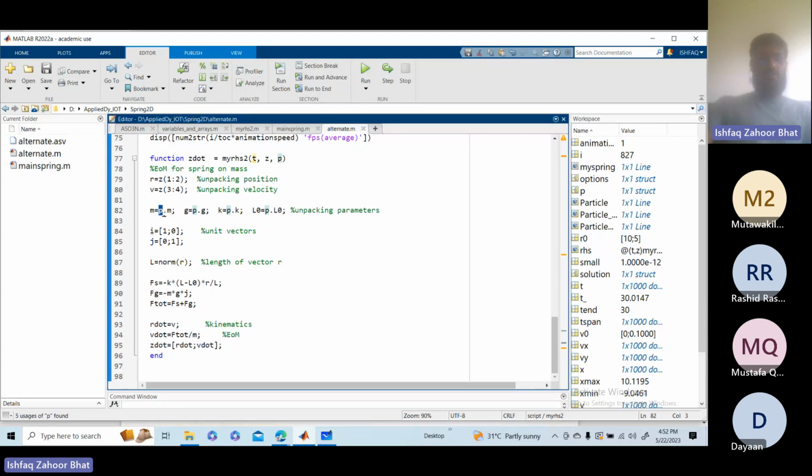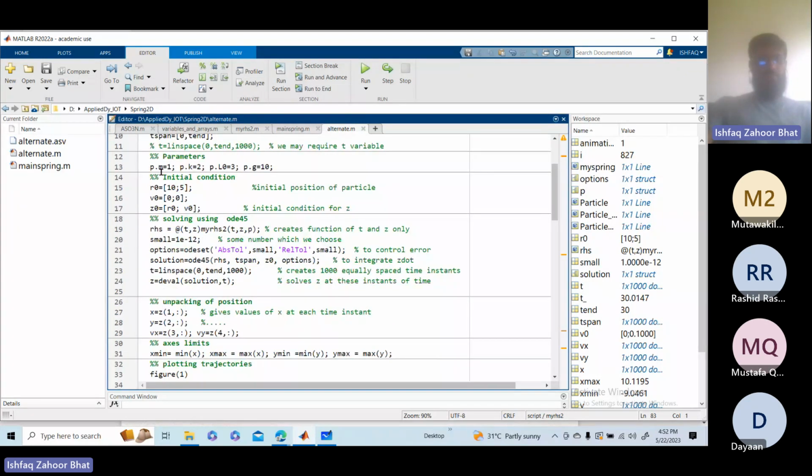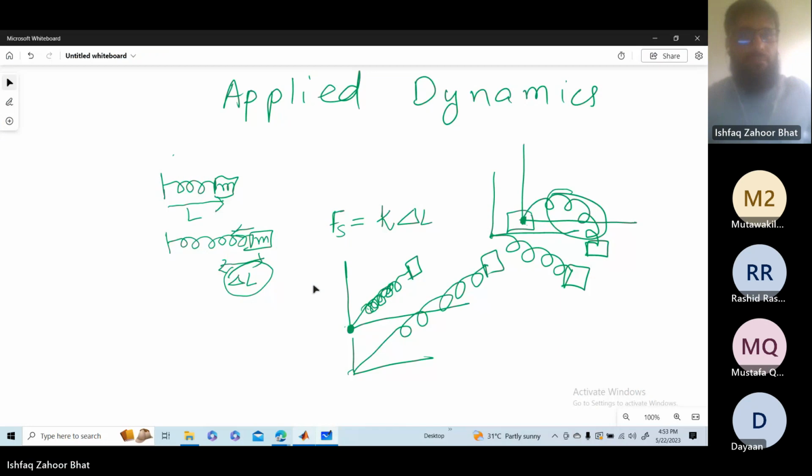In order to extract the value of mass, I am taking p dot m. Because if you see here, I am first defining p dot m equal. This is how we define the structure. So p is a structure and p dot m, so m will store the value of 1. K will, so let's go to the whiteboard.